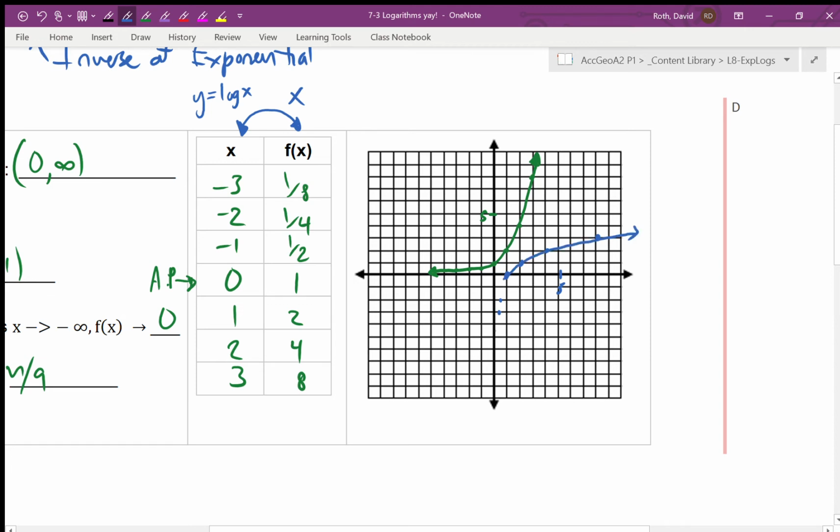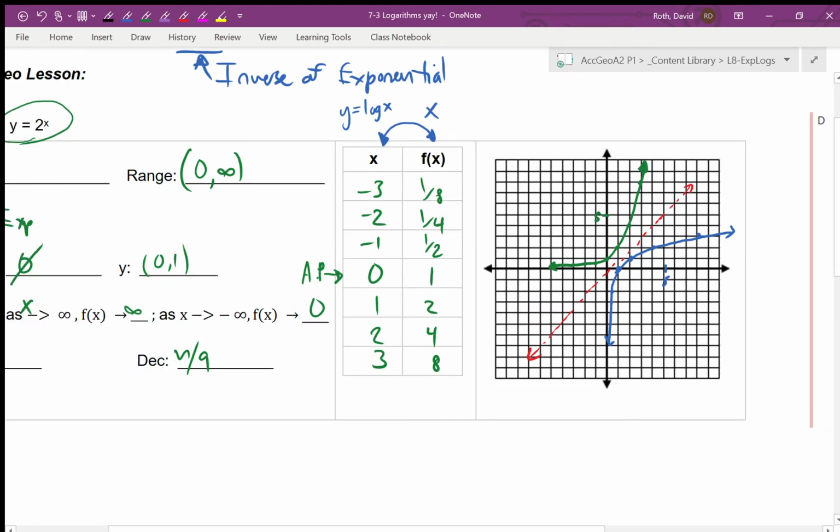I'll connect these dots. And lo and behold, just like it was last unit, if I were to fold the paper along the red dotted line, the green line and the blue line would fold over on top of one another, and that's exactly reflection across the line y equals x is what makes an inverse. So the blue is a log graph. Okay. Well, let's look at our properties of this graph.